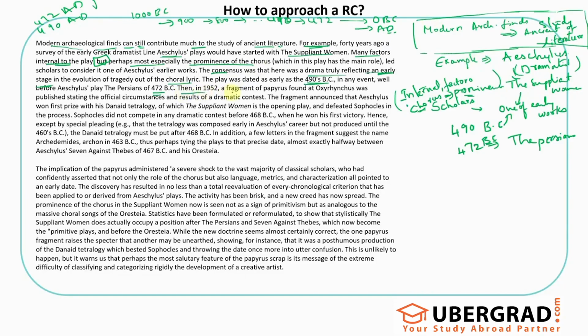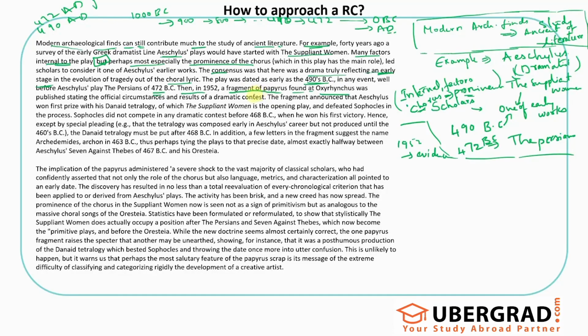Then in 1952, a fragment of papyrus was found at Oxyrhynchus. Papyrus is like a thick paper that was used in the older times. So what happened in 1952? They found some evidence. This is a city in Egypt, but it doesn't matter even if you don't know that. So there's evidence that they found.